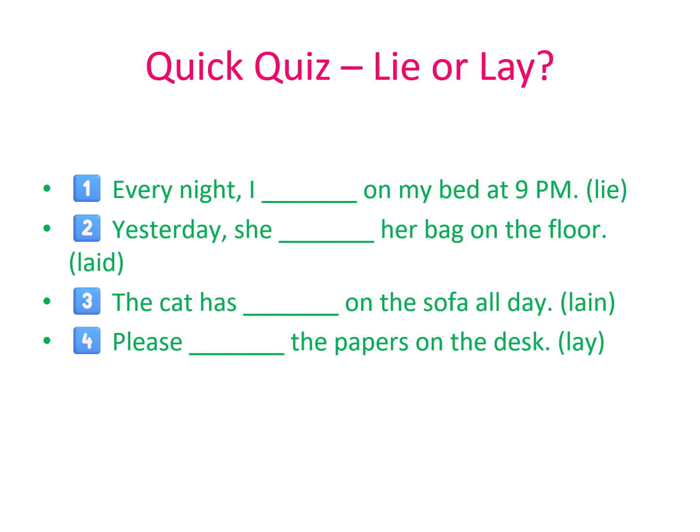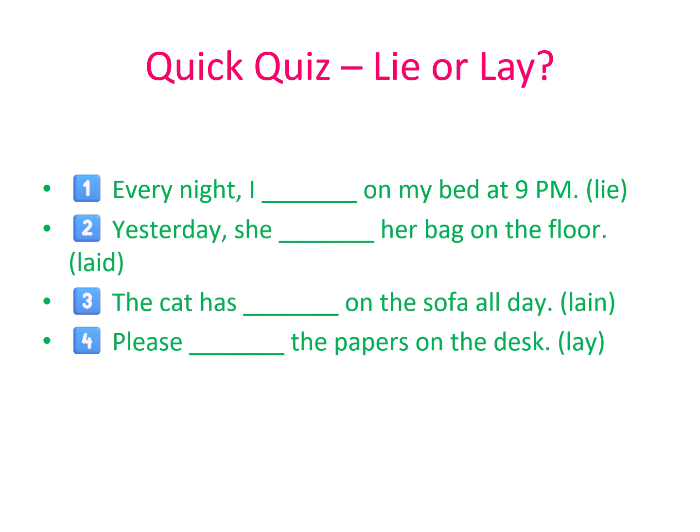Time to test what you've learned. Let's take a quick quiz. Don't worry, I'll help you think through each one. Question 1. Every night, I blank on my bed at 9 p.m. Are you placing something, or resting yourself? You're resting, so the answer is lie.